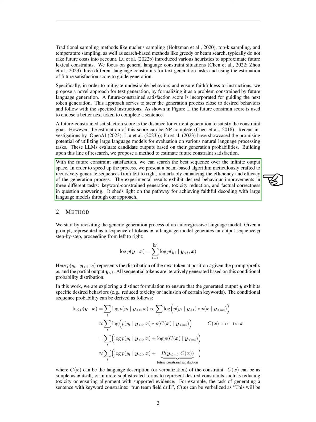We're proposing a method to estimate future constraint satisfaction, which will help us find the best sequence in the infinite output space. To make this process more efficient, we've developed a beam-based algorithm that generates sequences from left to right. Our experiments have shown improvements in 3 areas: generating text with specific keywords, reducing toxicity, and improving factual correctness in question answering. Now, let's get a bit technical.